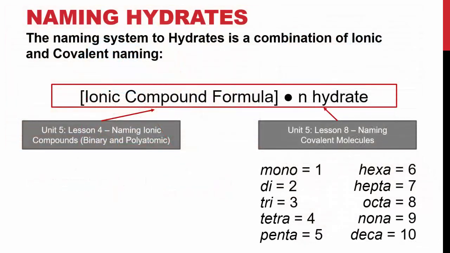So when we name hydrates, you're going to combine the ionic and the covalent name. So if you remember, just name the metal, name the nonmetal with the ide ending. And then for the hydrate, as you heard Mr. Schoner say earlier, you're going to use those prefixes to tell us the number of water molecules you have, and then you just say water. So earlier we said copper sulfate pentahydrate, which means 5 waters.